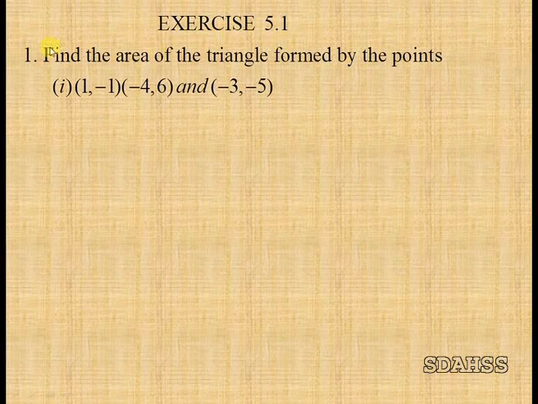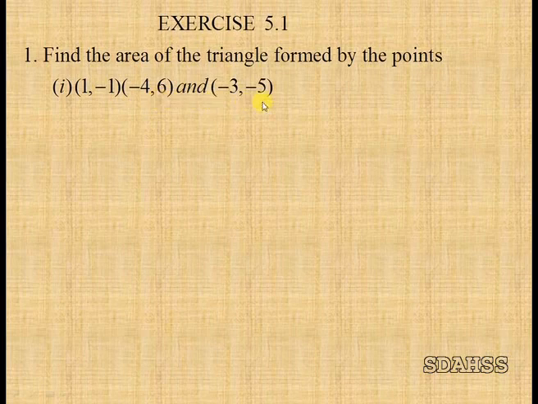Exercise 5.1, first sum. Find the area of a triangle formed by the points. Here, 3 points are given, 3 vertices are given to you. You have to find the area of the triangle. Subdivision 1: (1, -1), (-4, 6) and (-3, -5).